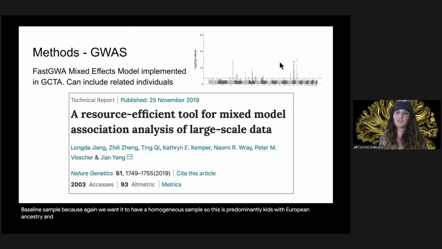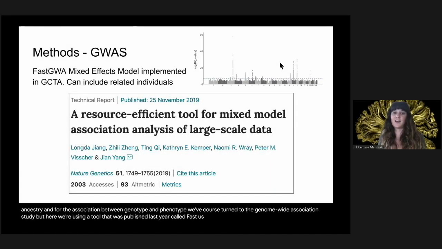And for the association between genotype and phenotype, we of course turn to the genome-wide association study, but here we're using a tool that was published last year called FAST-GWAS. The benefit of this tool is that it's a mixed effects model, so it can include related individuals, which is of interest when we're looking at UK Biobank and ABCD, which include related individuals.